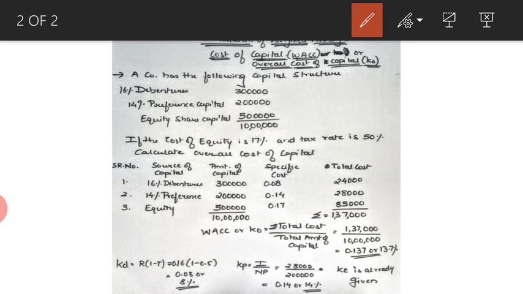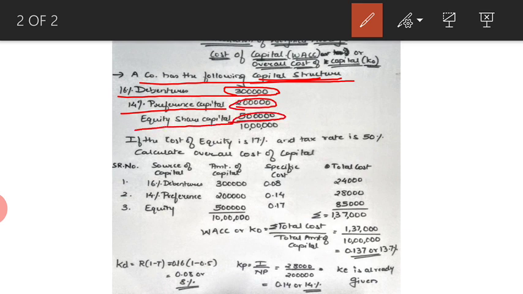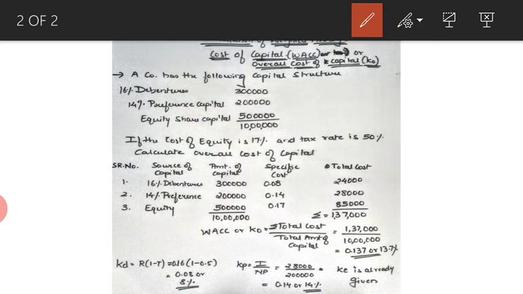A company has the following capital structure. Capital structure is a combination of various sources of capital. What does this company have? It has 16% debentures of rupees 3 lakh, 14% preference of 2 lakhs, and equity share capital of 5 lakh. So how many sources are there? There are totally 3 sources: debentures, preference and equity. What is the total capital? Total capital is 10 lakh, that is 3 lakhs of debt, 2 lakhs of preference, and 5 lakhs of equity. So 3 plus 2 is 5, 5 plus 5 is 10 lakhs.